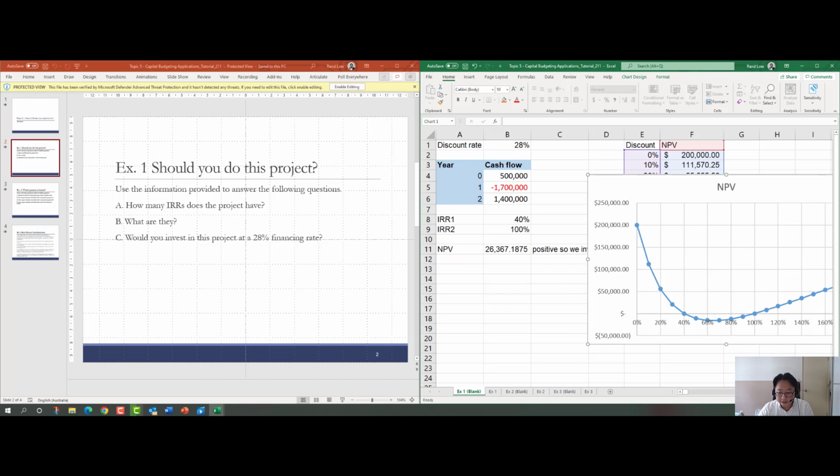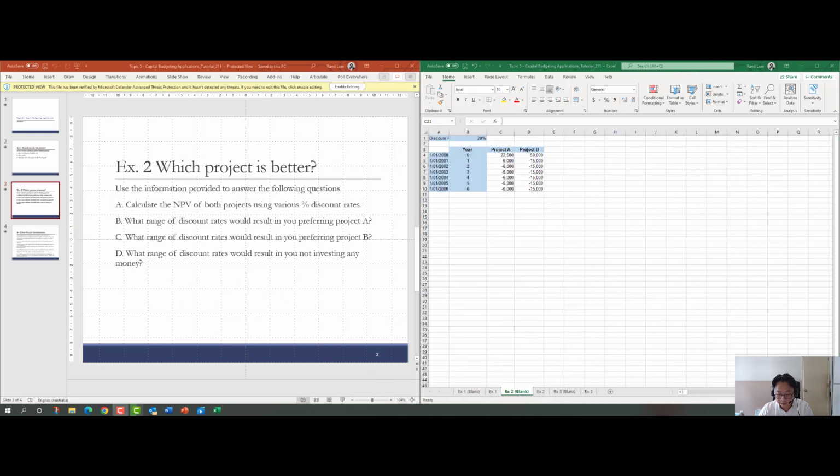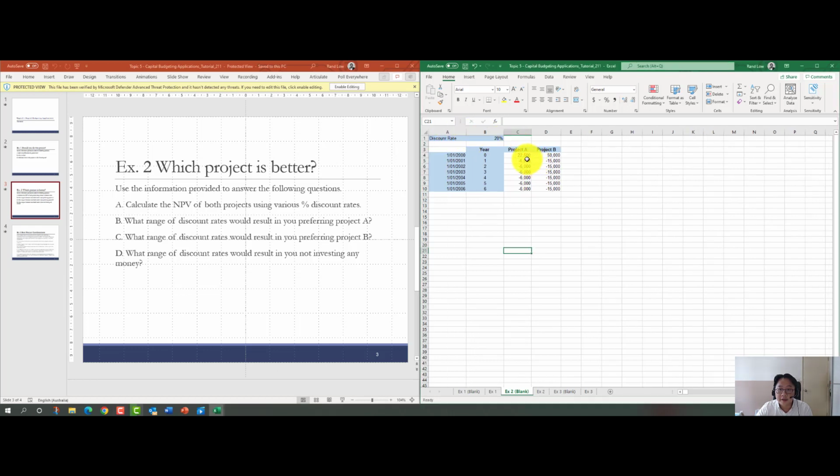Okay, so that's for exercise 1. So now let's look at exercise 2. Now in exercise 2, we have a discount rate of 20%. We have two projects with different cash flows, A and B, and basically A is cheaper and it pays out negative 6,000 over time. B is 50,000, pays out negative 50,000 over time as well. And they last for year 0 to about 6 years. Okay? So now we need to calculate the NPV of both projects using various discount rates.